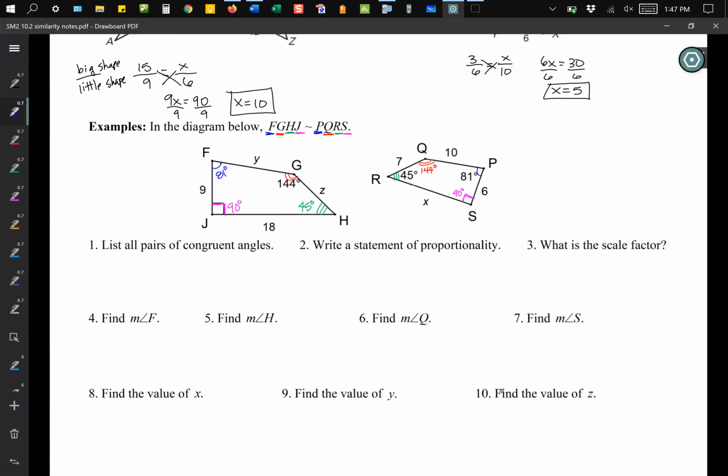Now it wants me to list all the congruent angles. So I'm not going to put the numbers, I'm just going to write angle F is congruent to angle P. Angle G is congruent to angle Q. Angle H is congruent to angle R. And angle J is congruent to angle S.